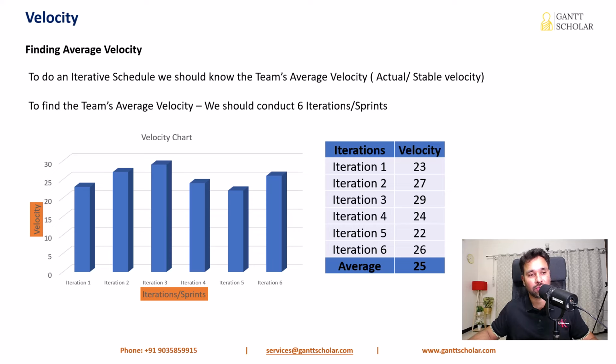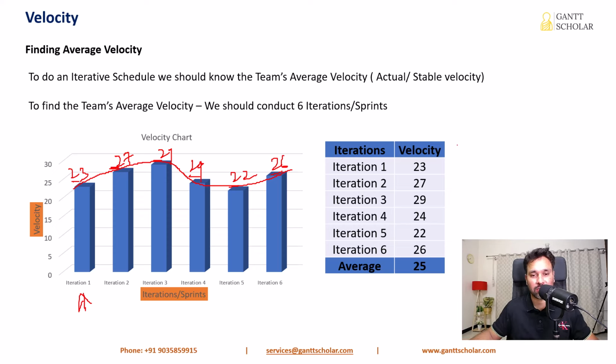So here you could see a bar chart. In the first iteration, the team members have accomplished 23 story points, and in the second iteration they have achieved 27 story points. In the third iteration they have achieved 29, and in the fourth iteration 24, and then 22, and then 26 in the last iteration. Now you could see that it's varying, and this is very normal because there are so many factors that influence the velocity of the team, like team members' availability, complexity of the work, requirement uncertainty level, and so on.